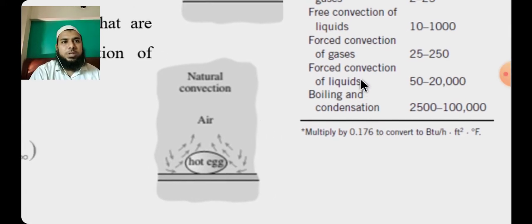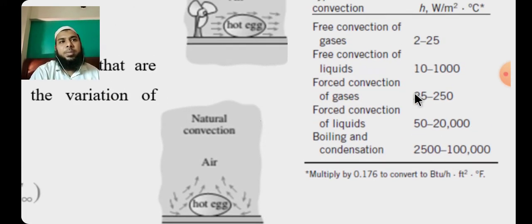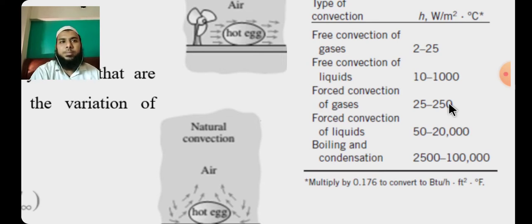And what about forced convection? Forced convection of gases can range from 25 to 250. Now you are pulling air by an external force like a fan, or in the liquid case we have a pump. So definitely when we push air with rapid velocity, more air contacts the hotter body, so it will release more heat. So the convection heat transfer coefficient will have a higher value for forced convection.